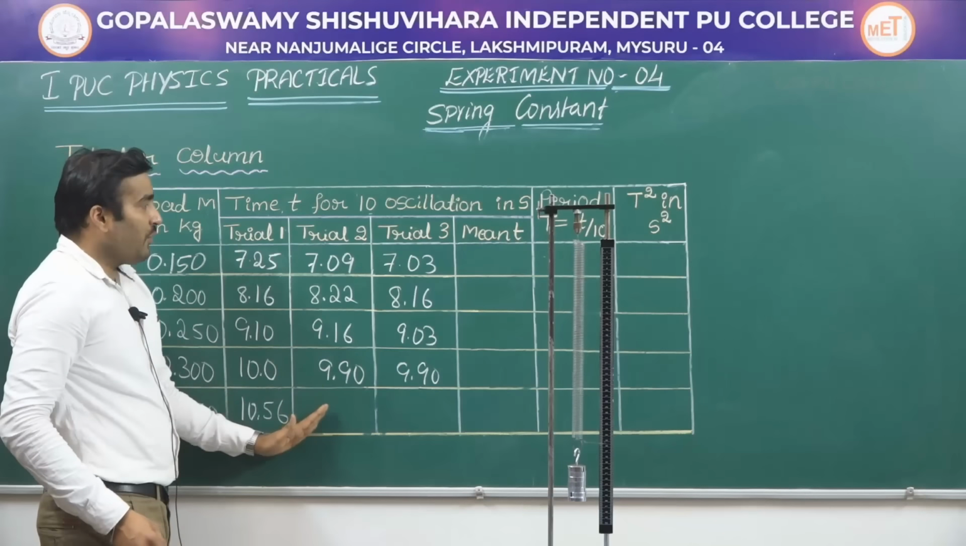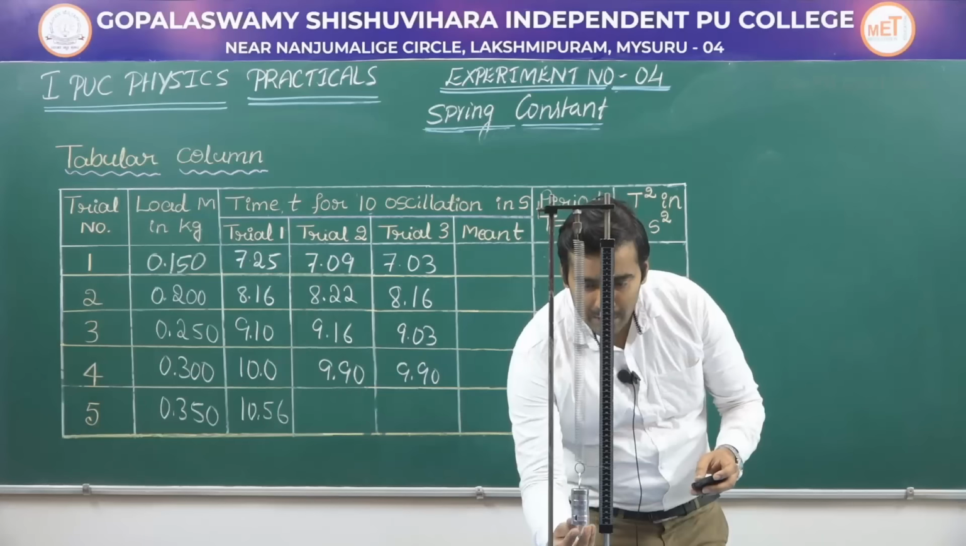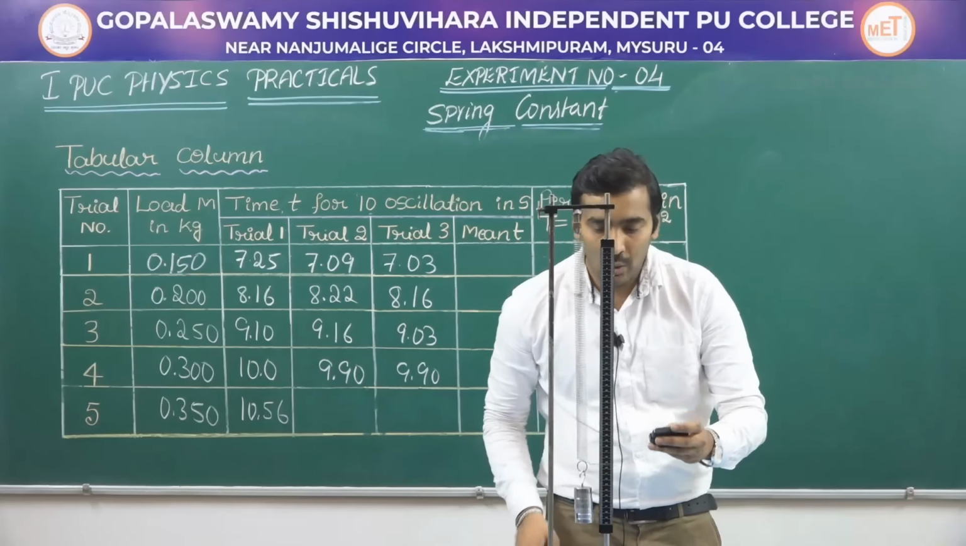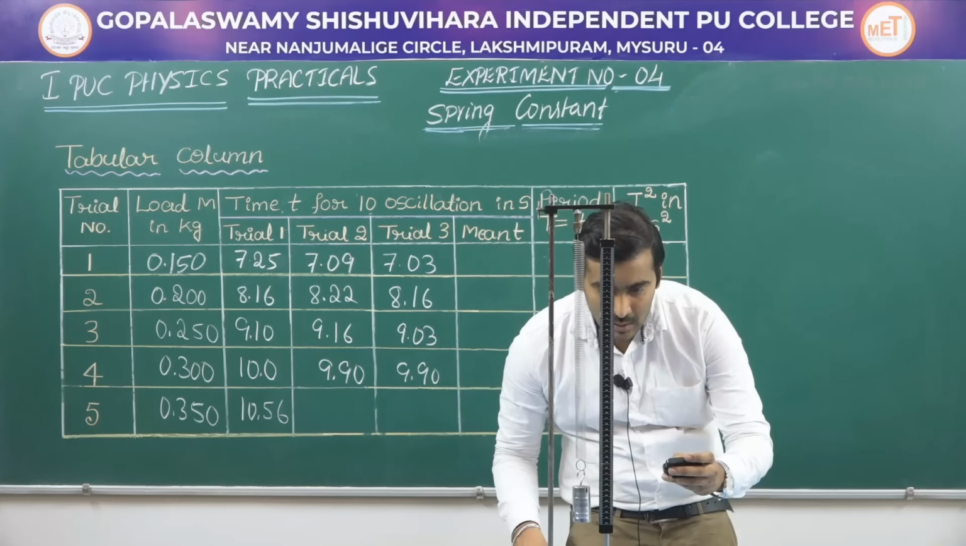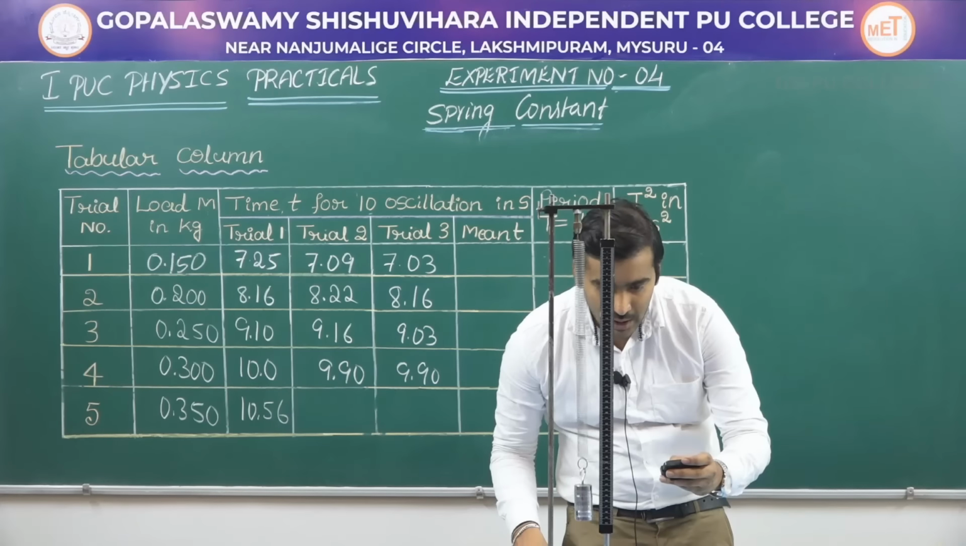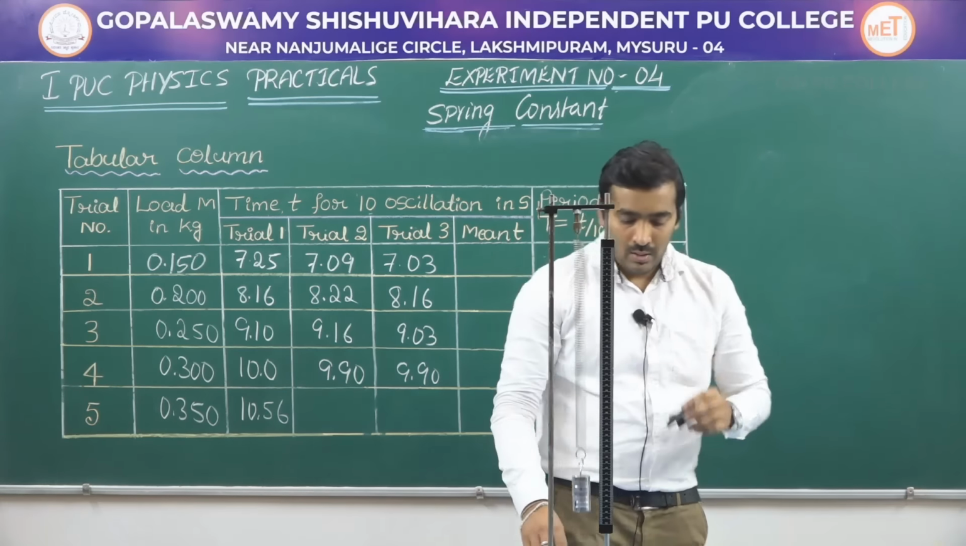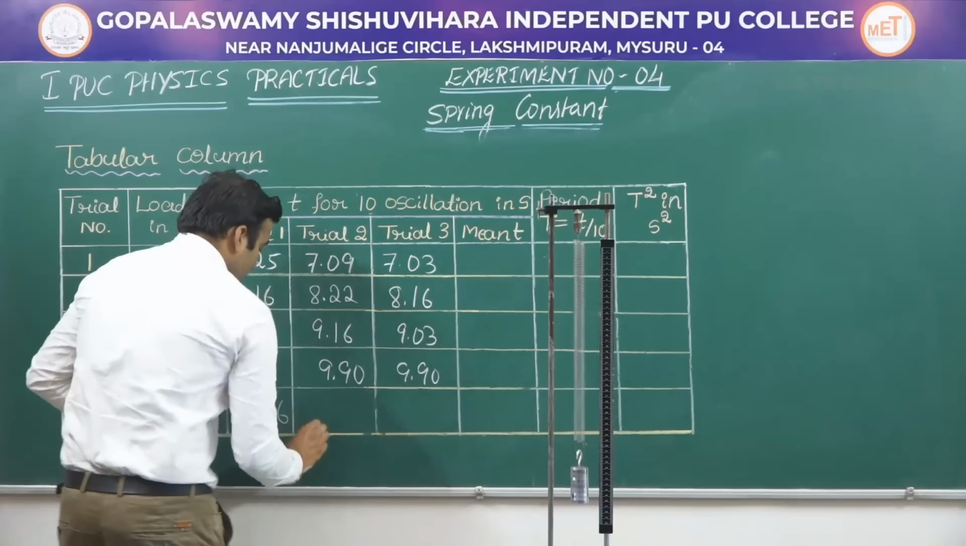Now let us perform this for second and third trials. Allow the spring to oscillate and count the time taken for 10 oscillations. 1, 2, 3, 4, 5, 6, 7, 8, 9, 10. So it will be 10.75 seconds now.